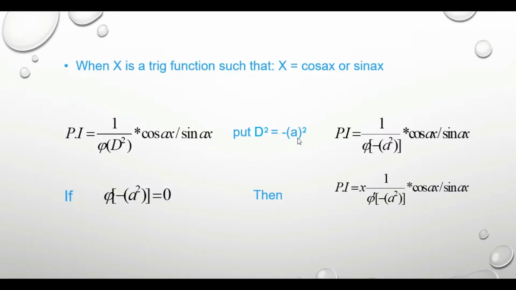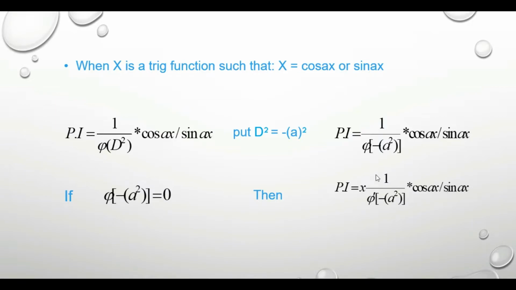For every D squared, we are going to substitute minus a squared and then work out the equation. If it is not equal to 0, then the solution of this will be the particular integral, and if it is equal to 0, then we multiply by x here, take the derivative of this with respect to D, multiply by the function as it is, and then work it out.